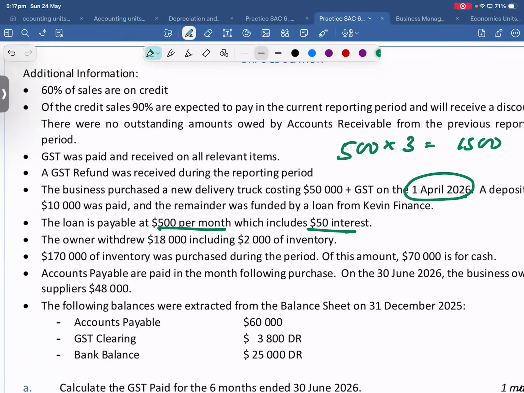Right? Sorry? What? Interest expense. Interest expense is income statement. Also, it says it includes 50 interest. So that includes 50 interest, meaning 50 times 3, 150, yes. So that means how much is the loan repayment, guys? 450 per month, yes. We times by 3, 1350. Okay? Right. So then where do you report this 1350?